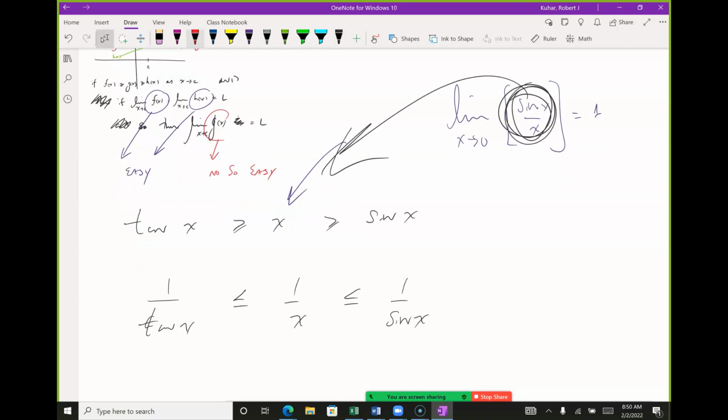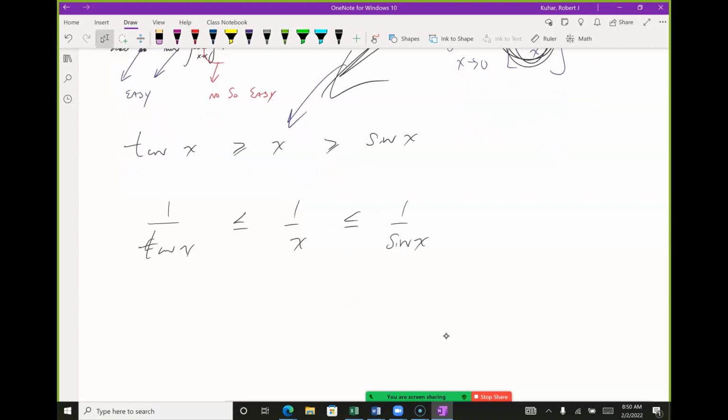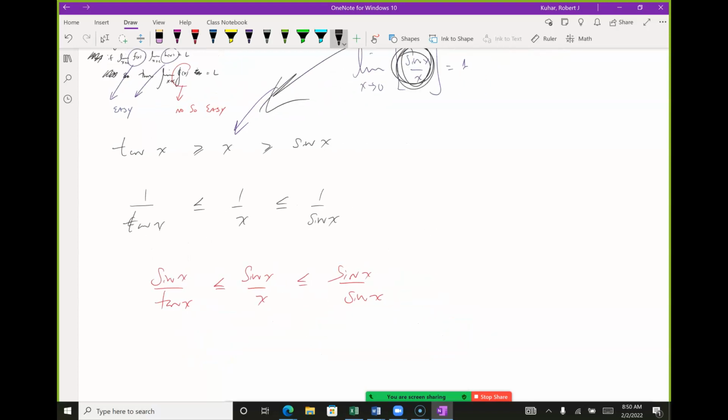Nice. Thanks, Noel. So multiply by sine x, right? So I get sine x over tan x less than or equal to sine x over x less than or equal to sine x over sine x. Nice. Beautiful. I got what I want in the middle, but I want to manipulate the sides a little bit, right? So on the right-hand side, it's obviously 1, right? So in the middle, I've got sine x over x, and on the right, it's 1.